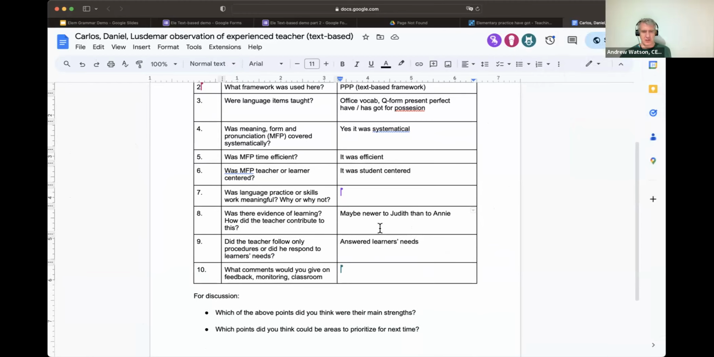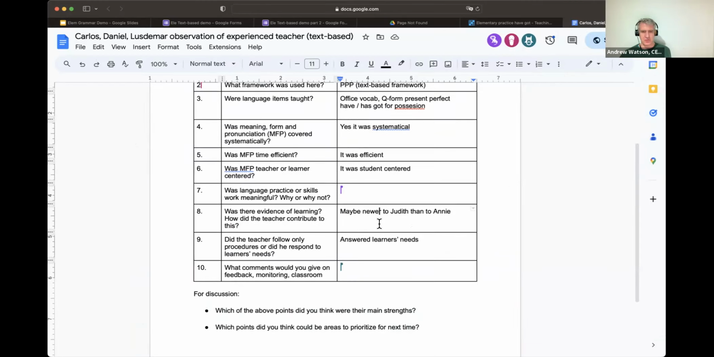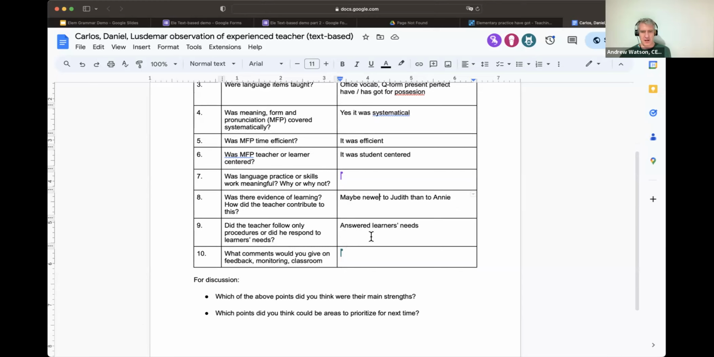So was there evidence of learning? Well, hopefully they were able to use it in the free practice. I think they did pretty well. It would be interesting if there were more students, and then we could see whether the weaker ones were picking this up as fast as the stronger one, like Annie.